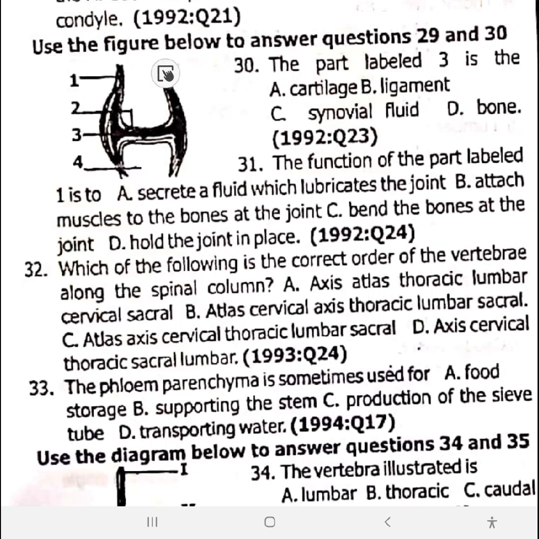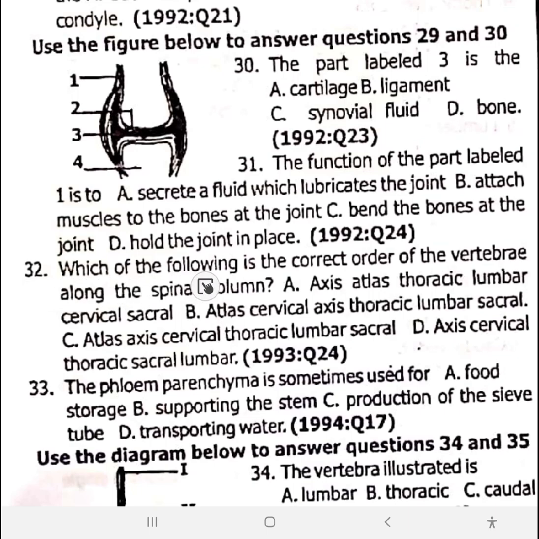Use the figure below to answer questions 30 to 31. The part labeled 3 is called what? This is called the synovial fluid. 31. The function of the part labeled 1 is to hold the joint in place. Option D.